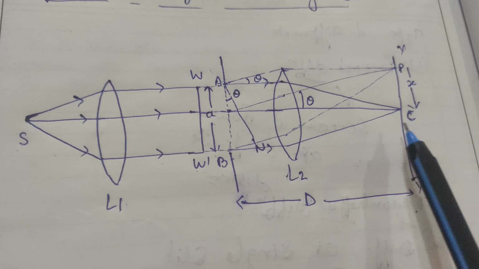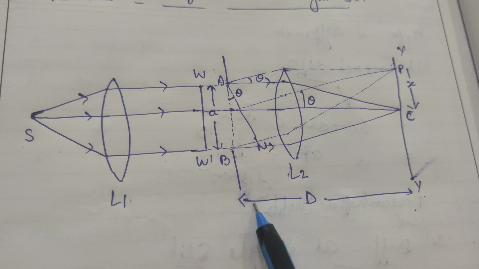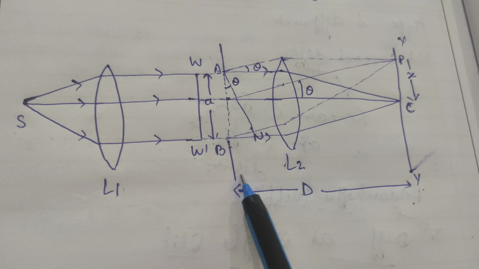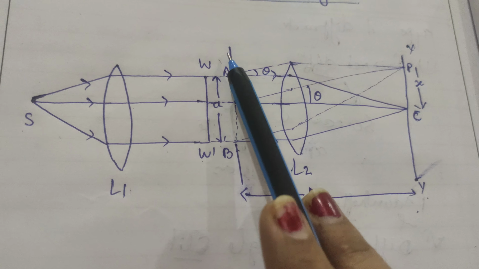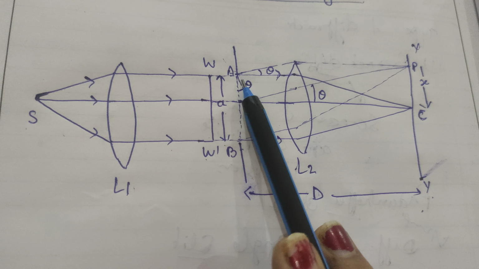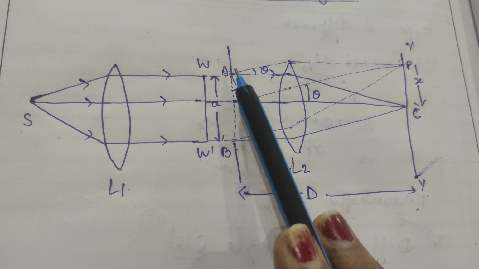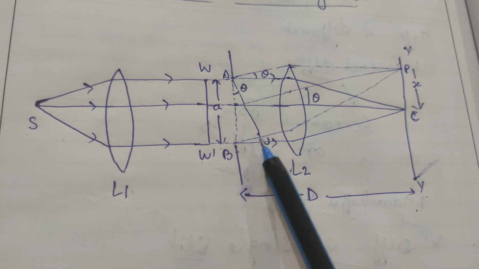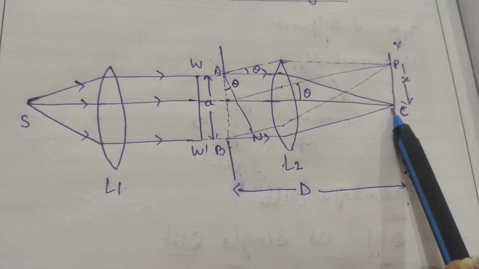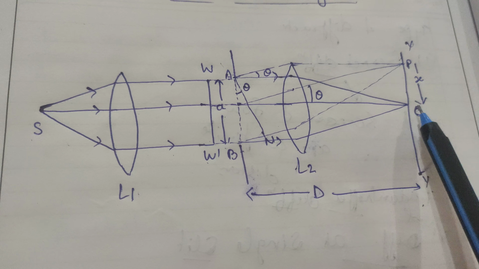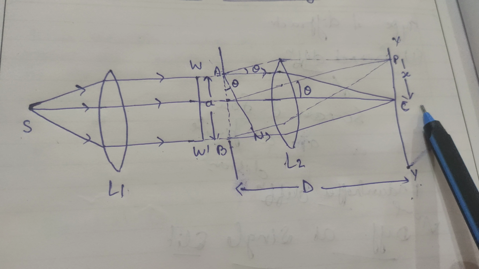If we consider that this screen is at a distance D from the slit, now since the wavefront is incident over it, and for the equidistant point from this slit the rays reach at point C, so the C corresponds to the position of central maximum.